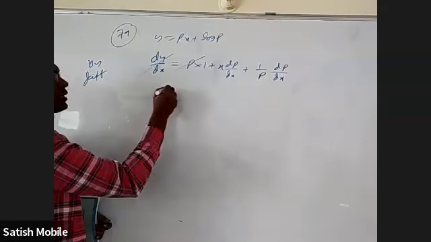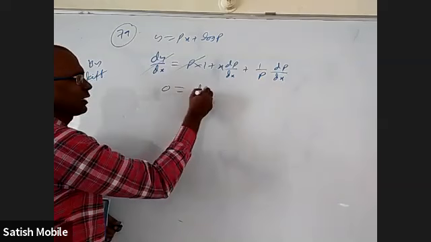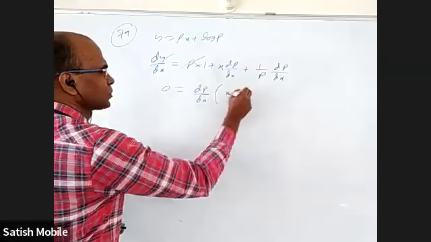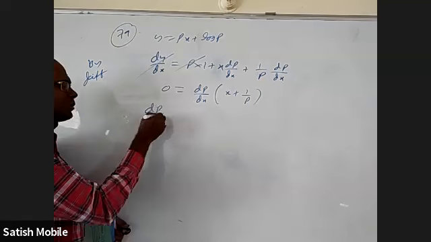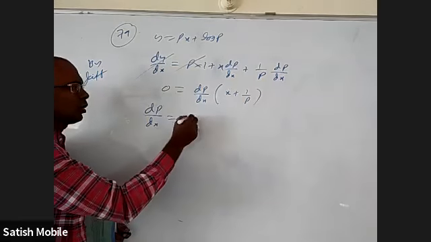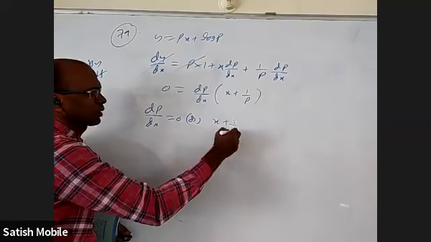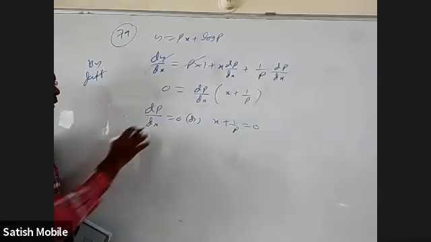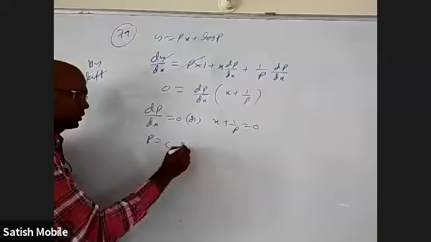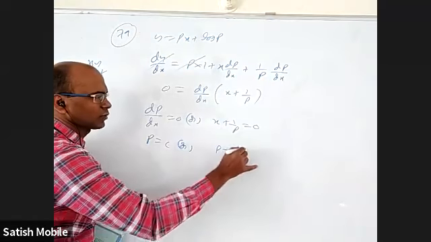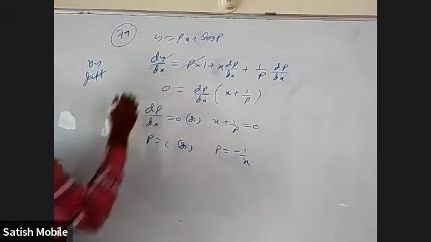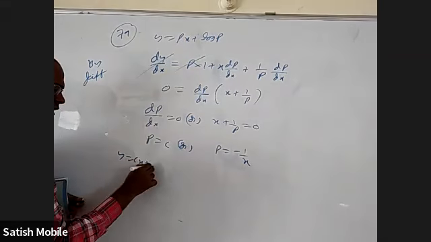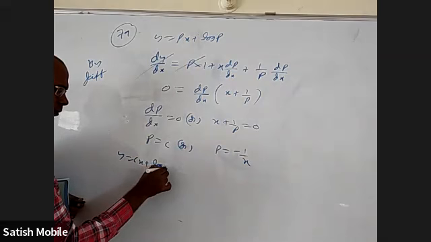This is also p. So dy by dx and p will cancel. I'll get 0 equal to dp by dx common, times x plus 1 by p. So I will get dp by dx equal to 0 or x plus 1 by p equal to 0. This means p equal to constant. This means p is equal to minus 1 by x. When p is constant, when I put it back, I'll get y is equal to cx plus log c.